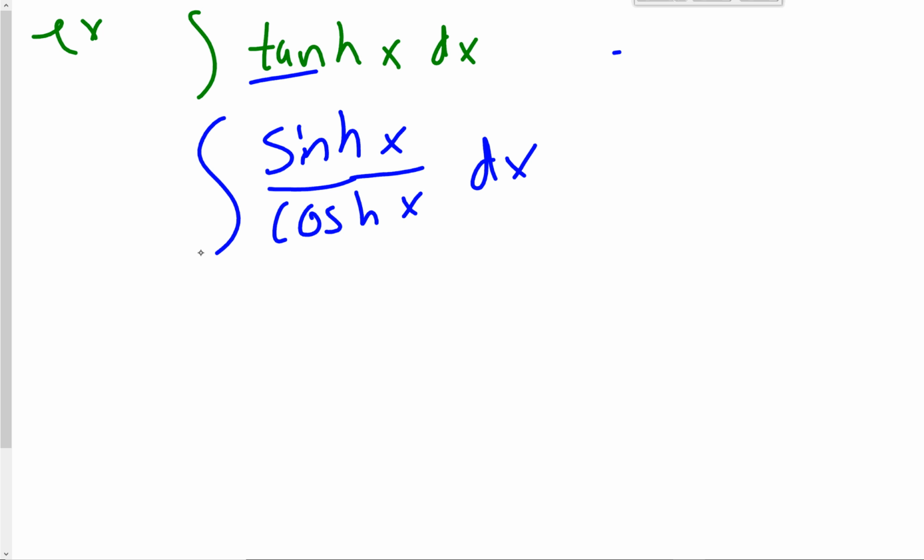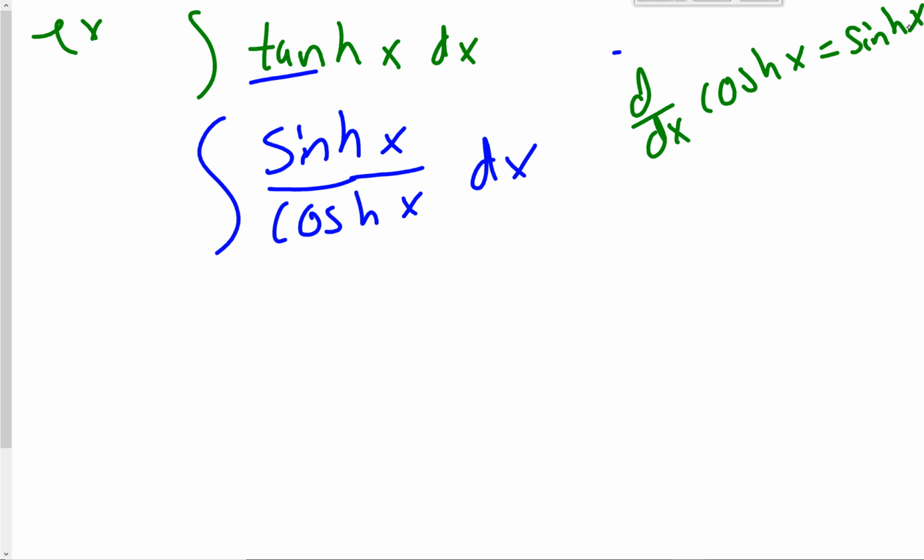Okay, and then the only rule we know other than straight integrals is substitution rule. And we know the derivatives of these are going to be the opposite of each other, right? So the derivative of this is hyperbolic sine, right?